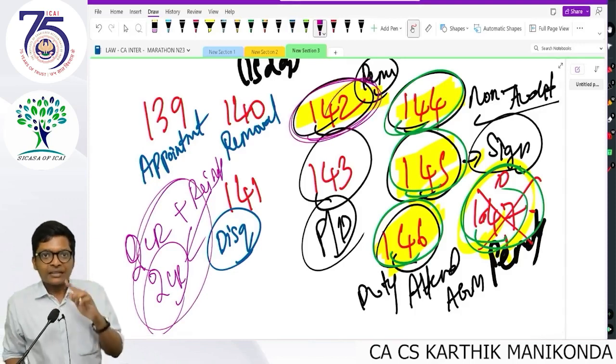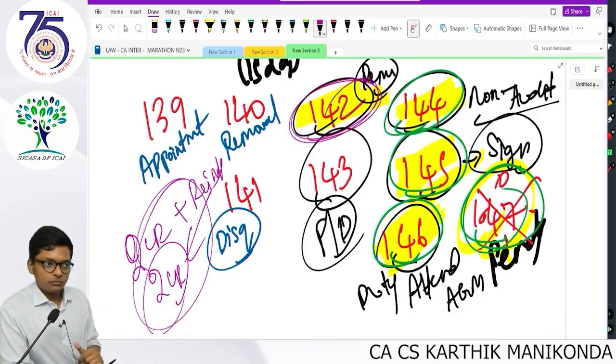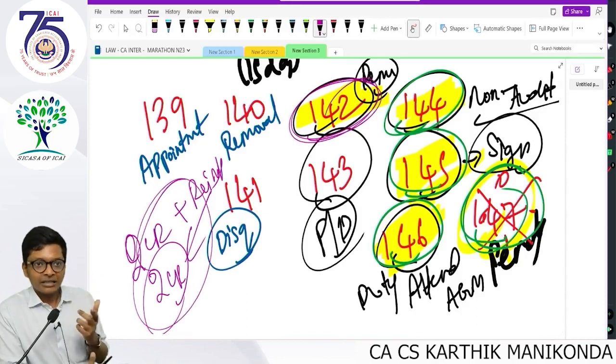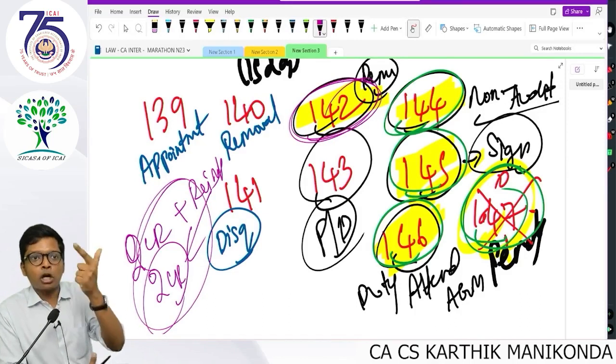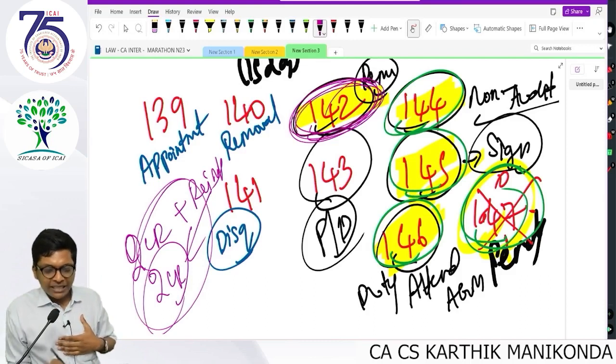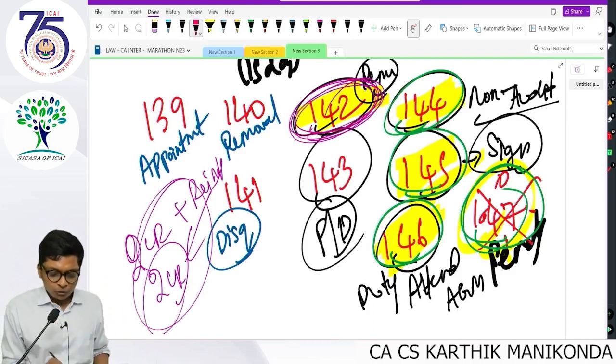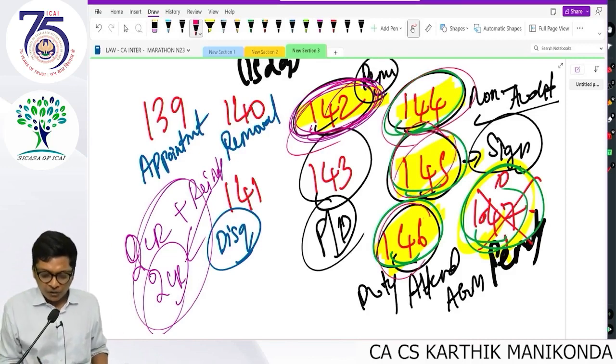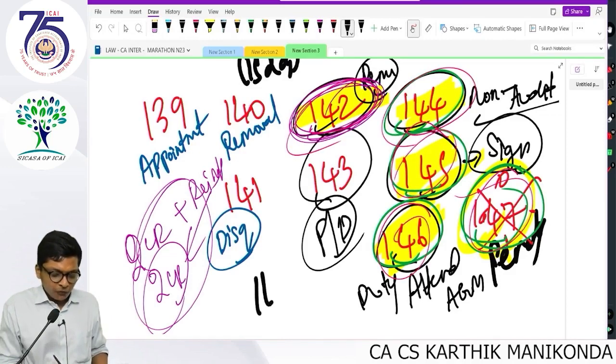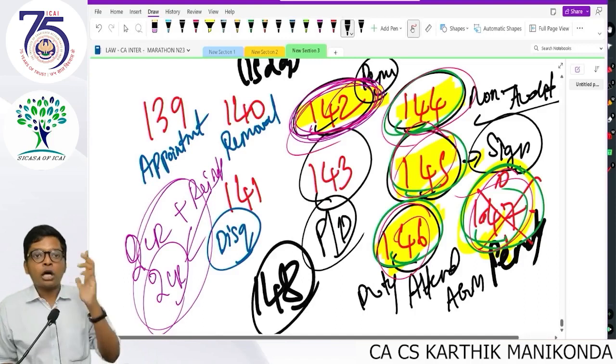Apart from that, can I do tax audit? Can I do GST audit? For that, fees is extra. 142 talks only about remuneration for audit. So with that, we finished 142, 144, 145, 146, 147. 140 I already told you. What is that? Cost audit.